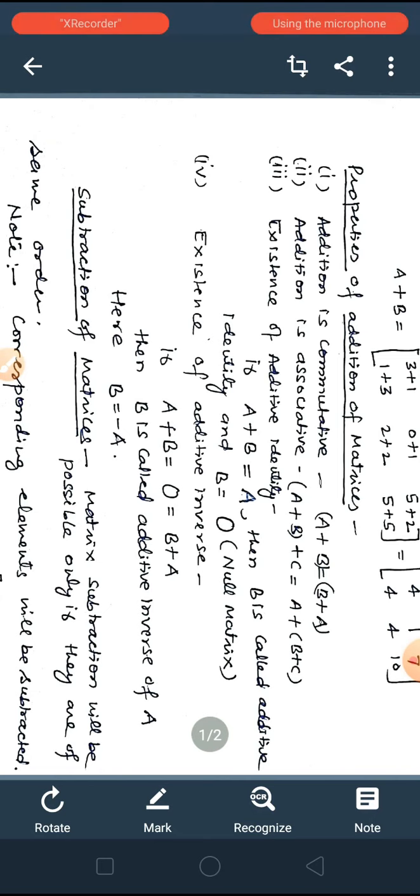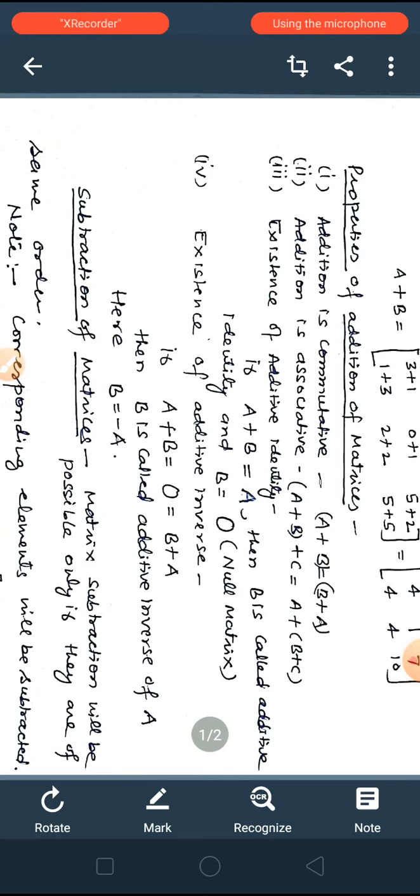Now, existence of additive inverse. Additive inverse means if there is a matrix added to any other matrix and it gives the null matrix as result, then both will be additive inverses of each other. Here A plus B is equal to the null matrix, which is equal to B plus A. That means B is the additive inverse of A, and A is the additive inverse of B.